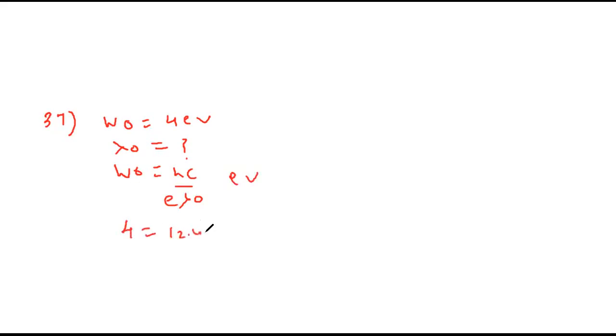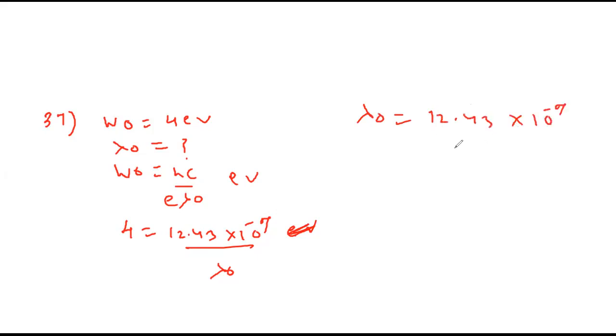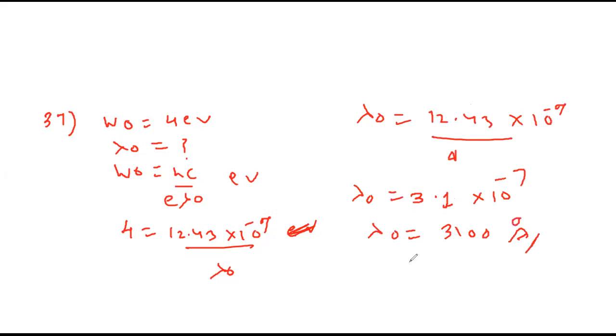Work function of a metal is 4 electron volt. For the emission of photoelectron of zero velocity, the wavelength must be the threshold. So what should be that wavelength which is just giving zero velocity, called threshold. hc upon lambda 0 divided by e, electron volt. 4 equals 12.43 into 10 raised to minus 7 upon lambda 0. Therefore lambda 0 is 12.43 into 10 raised to minus 7 upon 4. 4 3s are 12. So approximately 3100 angstrom. 3100 angstrom in the options.